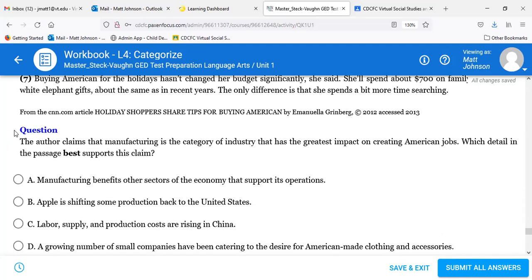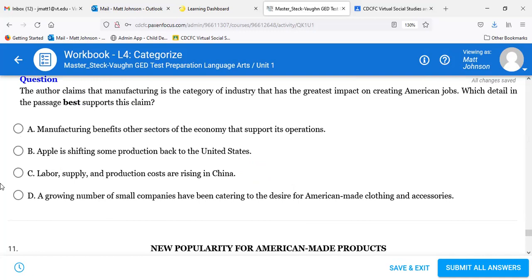And then on number 10, the author claims that manufacturing is the category of industry that has the greatest impact on creating American jobs. Which detail in the passage best supports his claim? A, manufacturing benefits other sectors of the economy that support its operations. B, Apple is shifting some production back. C, labor, supply, and production costs are rising in China. Or D, a growing number of small companies have been catering to the desire for American-made clothing and accessories.